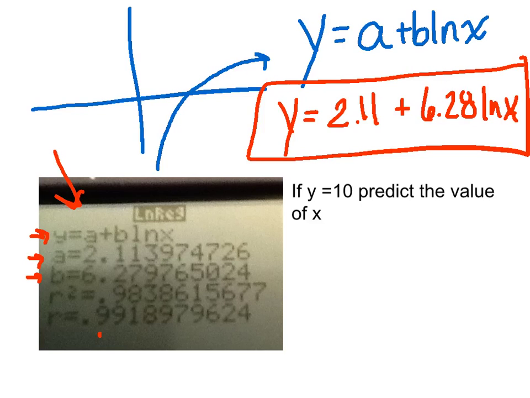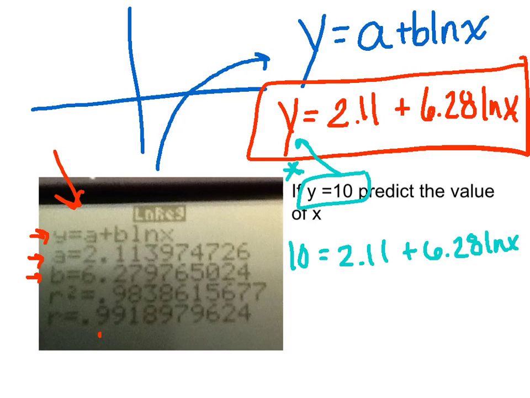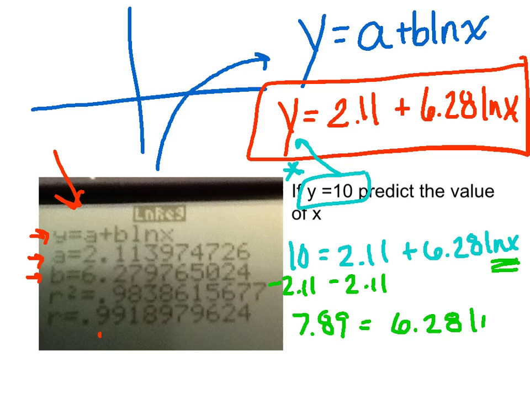All right, last question for the night, probably one of the tougher ones here. It says if y equals 10, predict the value of x. So I'm clearly going to plug 10 into the variable y. So I've got 10 equals 2.11 plus 6.28 ln of x. Now remember, my goal is to get this ln of x by itself, so I'm just going to slowly move things over. I'm first going to subtract my 2.11. So I got 7.89 equals 6.28 ln of x.